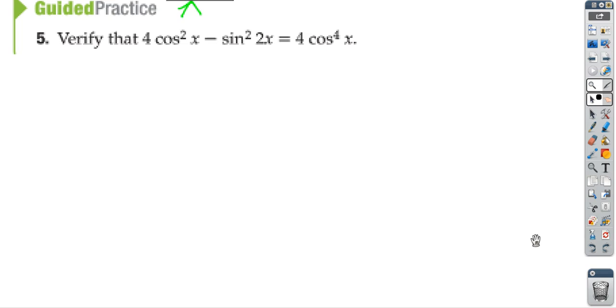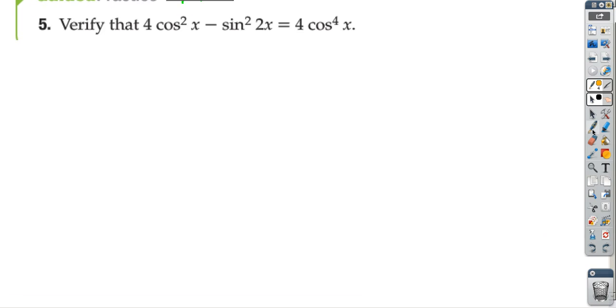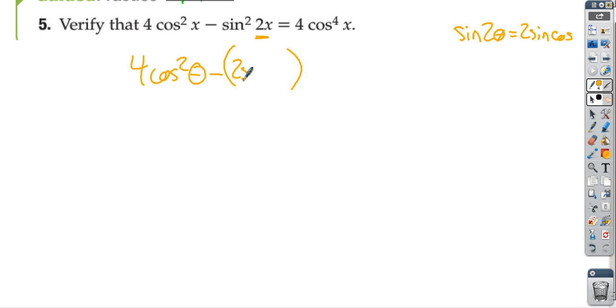Verify that 4 cosine squared minus sine squared 2x equals this thing right here. Well, again, here's a double angle. So usually the strategy is, I'll use theta instead of x, to immediately change the double angle to whatever its identity is. So let's try that. So we have 4 cosine squared. I'm using thetas instead of x just to not throw anyone off. Okay, so the sine of 2 theta is equal to this, and I'm going to put that in parentheses because we're squaring it.